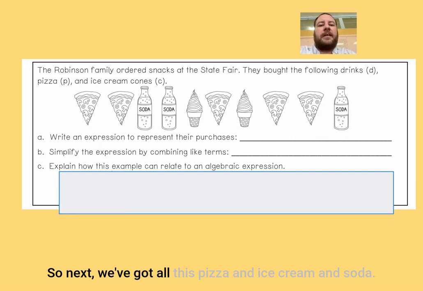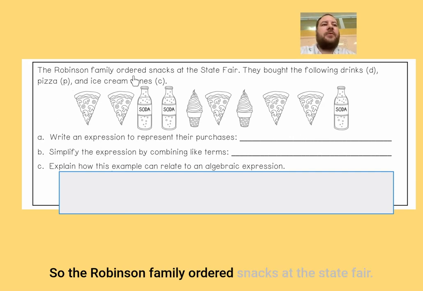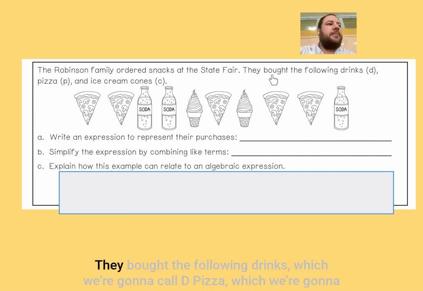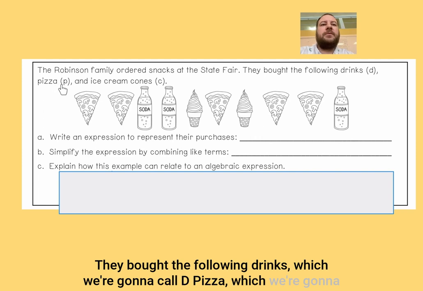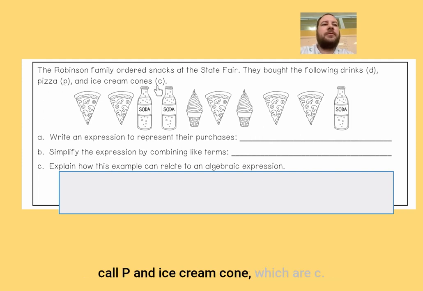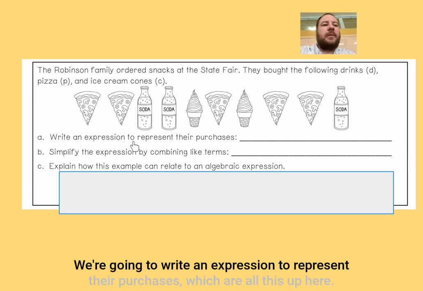So next we've got all this pizza and ice cream and soda. The Robinson family ordered snacks at the state fair. They bought the following: drinks, which we're going to call D, pizza, which we're going to call P, and ice cream cones, which are C. We're going to write an expression to represent their purchases, which are all this up here.